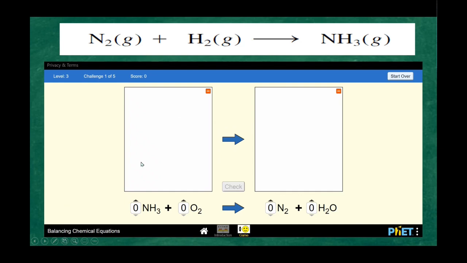Okay, so let's try this one, class. So we have ammonia, oxygen, nitrogen, and water. As you can see, we have oxygen here and oxygen here, but this oxygen has hydrogen. And here we have hydrogen with the nitrogen. So this type of reaction is a simple replacement. Okay, so we know a simple single replacement reaction.